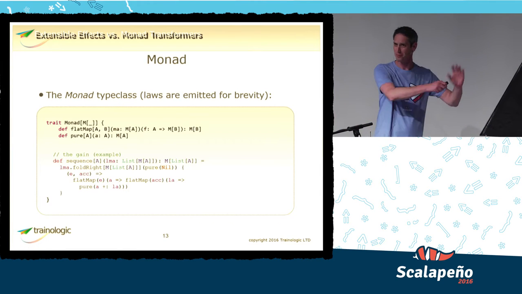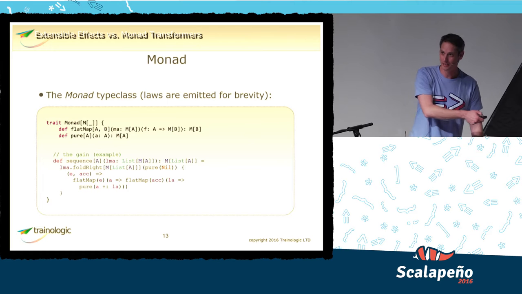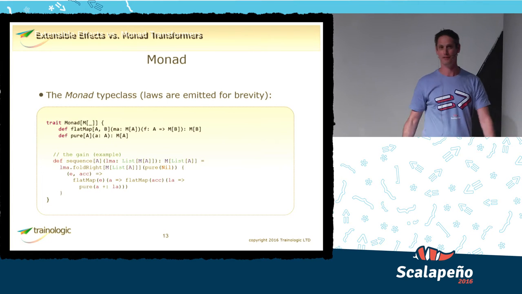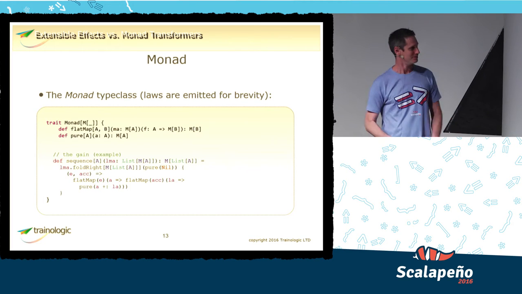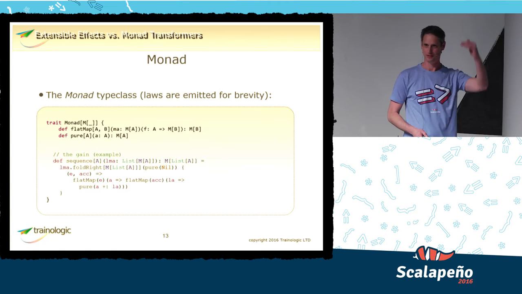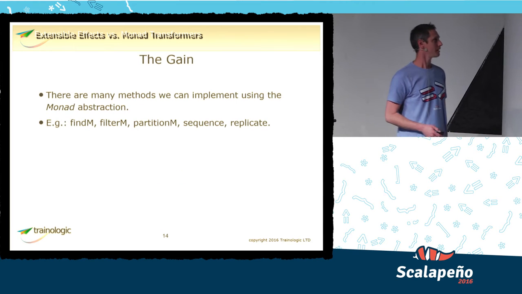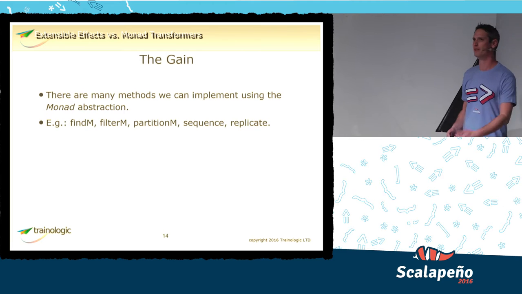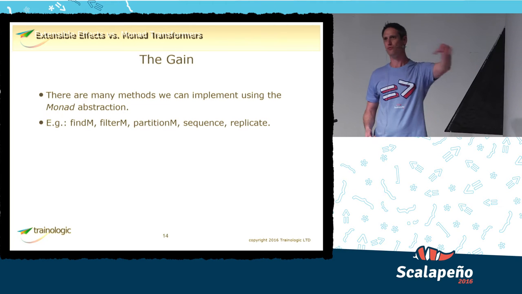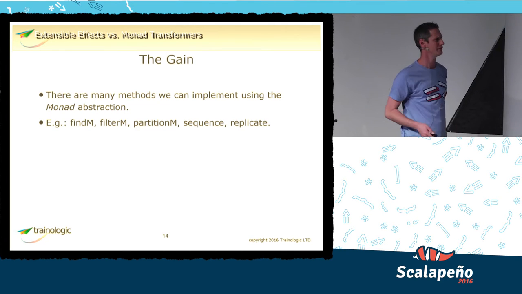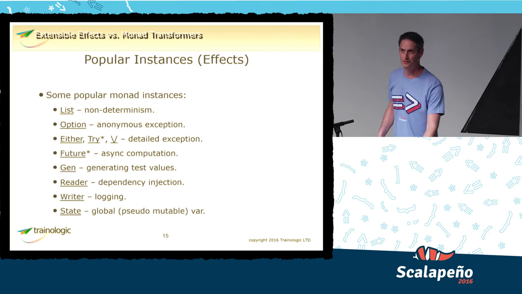Actually, not that problematic to work with if I'm only staying with the contract, laws, and gain, and I'm not going over the mathematical definition of monoid in the category of endofunctors or something like that, or a container, a context, whatever, just interface, laws, and gain. But, here are some other methods that I can use with monad. For example, I have a list of something, I can call findM, and use a monad to work with finding some element. I'm not going to go over the gain here, there are many, many examples. Okay, what are popular monad instances? For example, list.